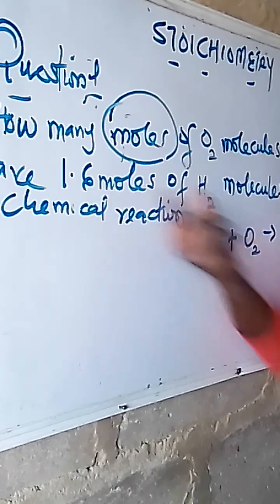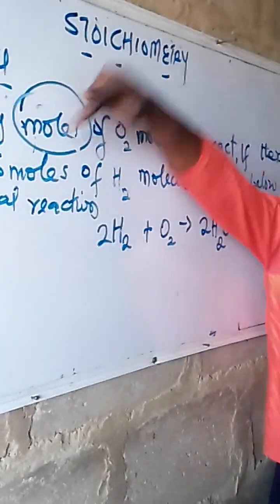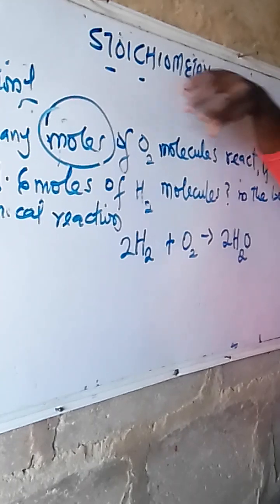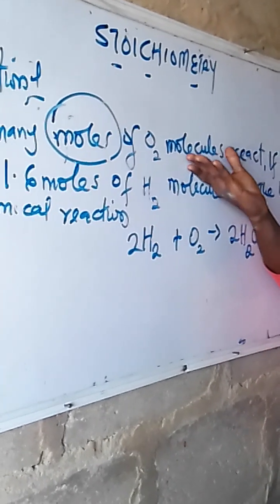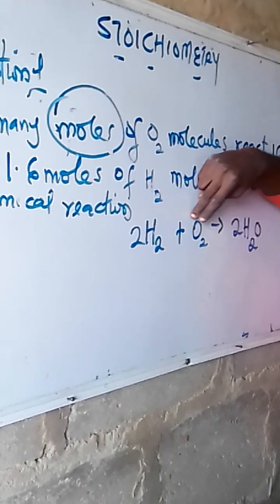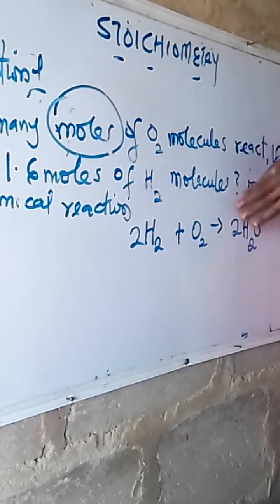Which is the moles of the given. Then the coefficient is what? 2. Now, this is how many moles of oxygen molecule. That is moles of what? Desired. Are we given moles of desired? That's what we have to calculate. Where is the coefficient of desired? 1. Are we together?